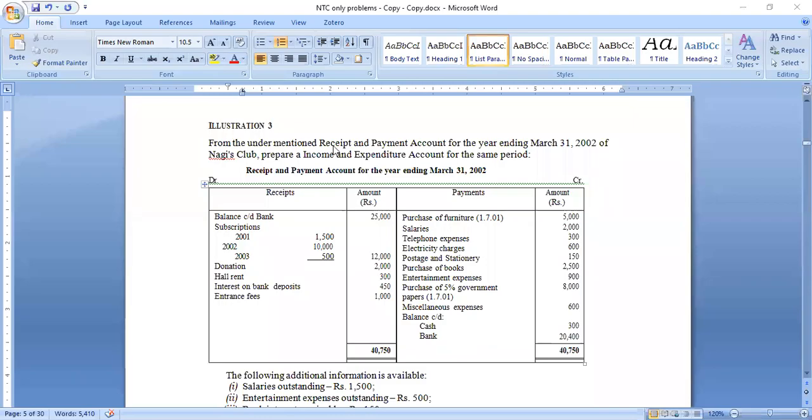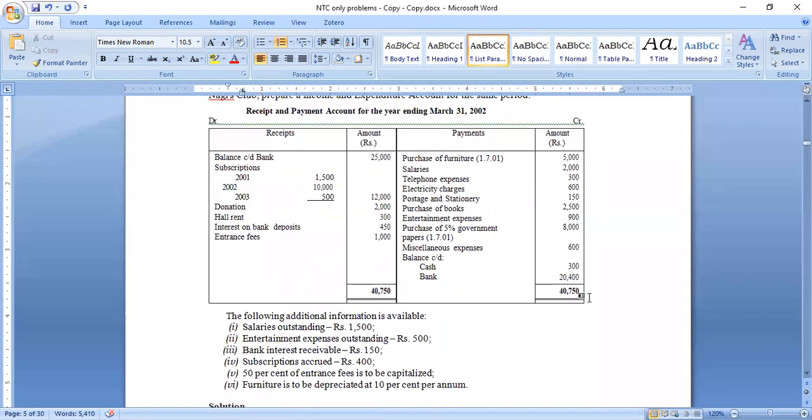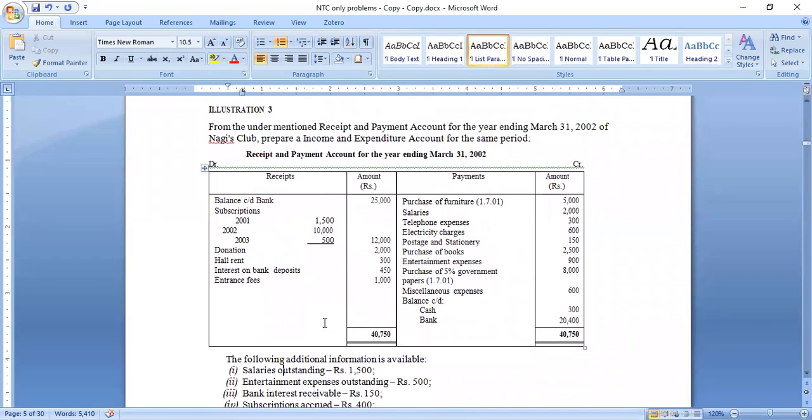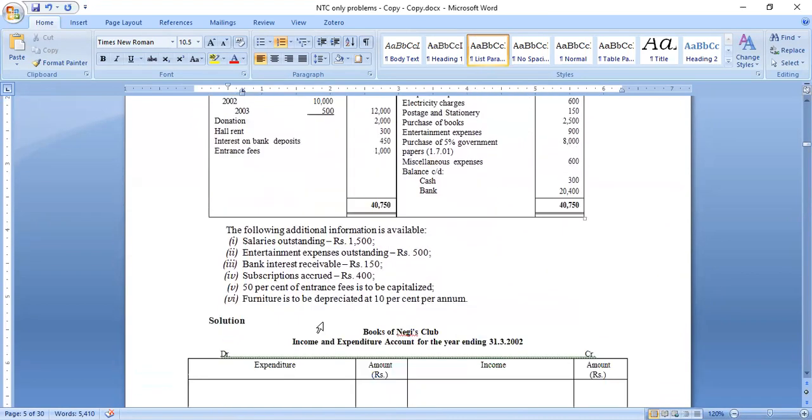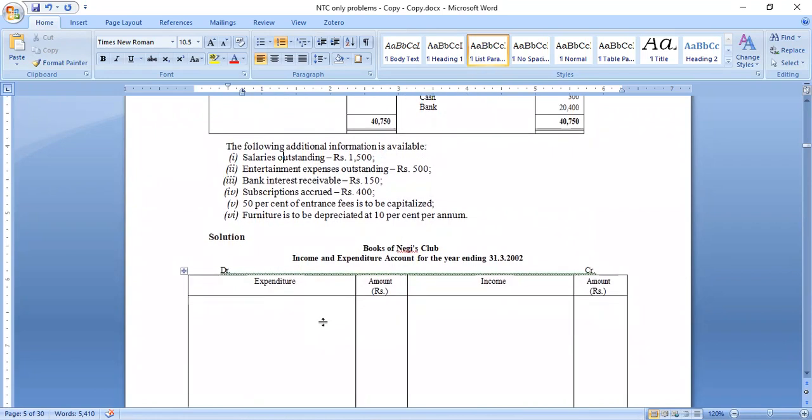So illustration 3: from the undermentioned receipts and payments account for the year ending March 31st, 2002 of Nagi's Club, prepare an income and expenditure account for the same period. So this is the receipts and payments account, with some adjustments. So in the books of Nagi's Club, we have to prepare the income and expenditure account.